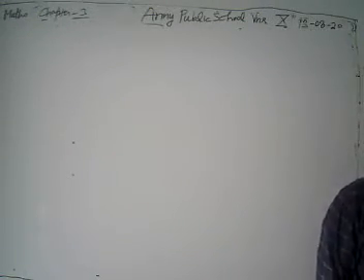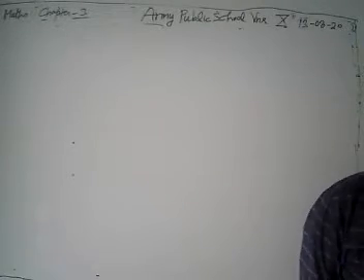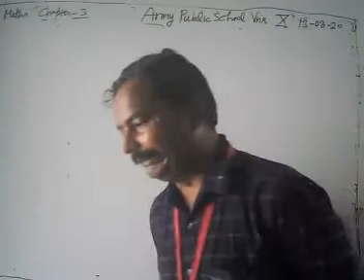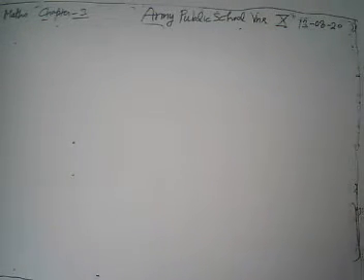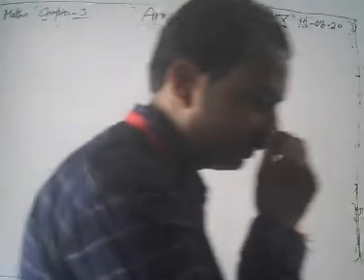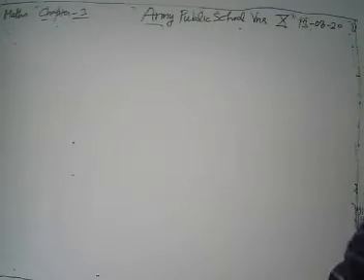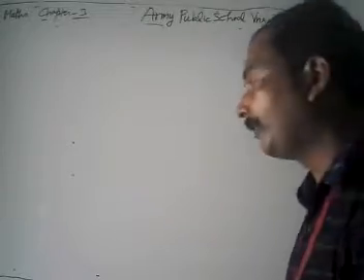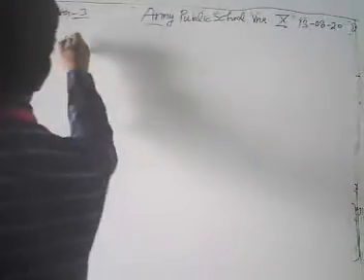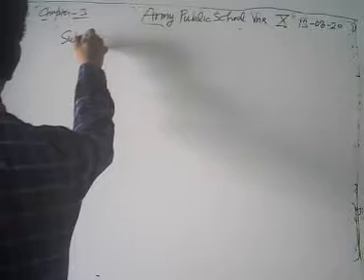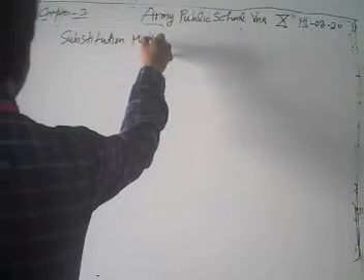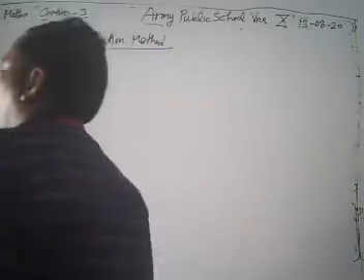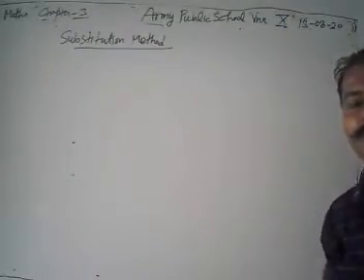I have already explained that in the algebraic method there is the substitution method, the elimination method, and also a third method, which is the cross multiplication method. Now we are going to discuss the algebraic methods of solving a pair of linear equations. First of all, we start with the substitution method.